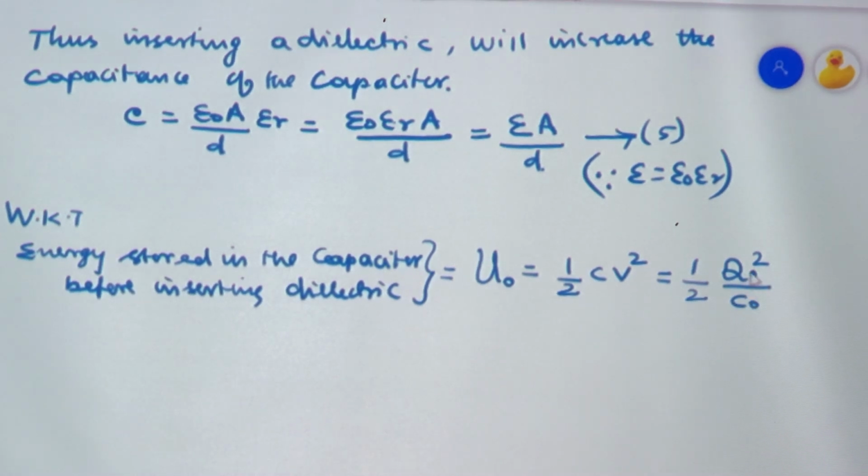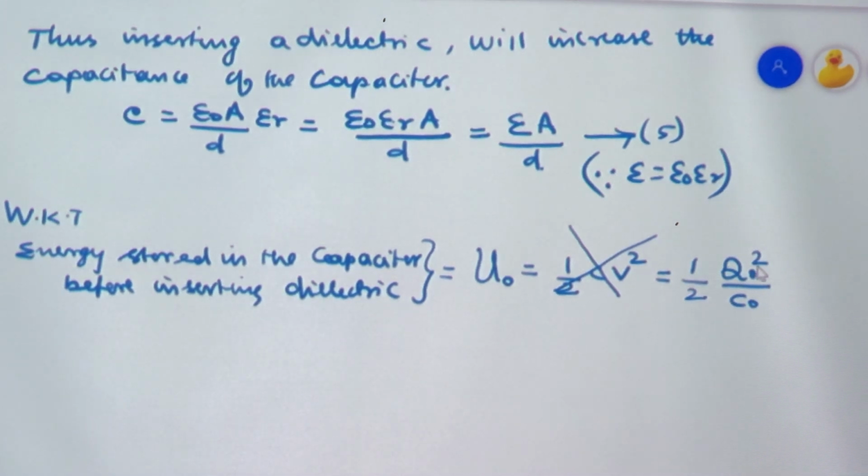Let us consider this one. Why am I not taking the other one? Here the capacitance also changes and the potential also changes, so I am not going to consider that concept. I am going to consider this half into Q0 square divided by C0. Why I am considering this formula is because, of these two variables, Q0 is considered to be constant and only C0 varies, capacitance alone varies. So I am taking this.